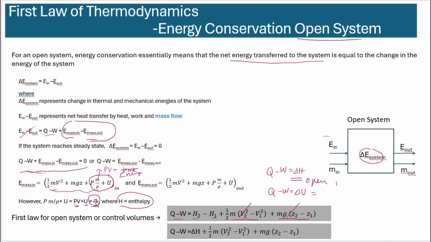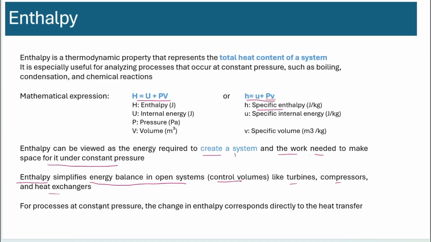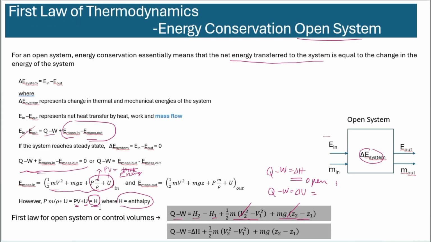And enthalpy in itself has no real meaning, but it's used for convenience. You don't have to always account for the PV term. It's a derived property for you, already calculated by the databases, so you don't have to account for the PV terms and it makes the calculations easier. For processes at constant pressure, the change in enthalpy corresponds directly to heat transfer. So this is something I will have to explain here.